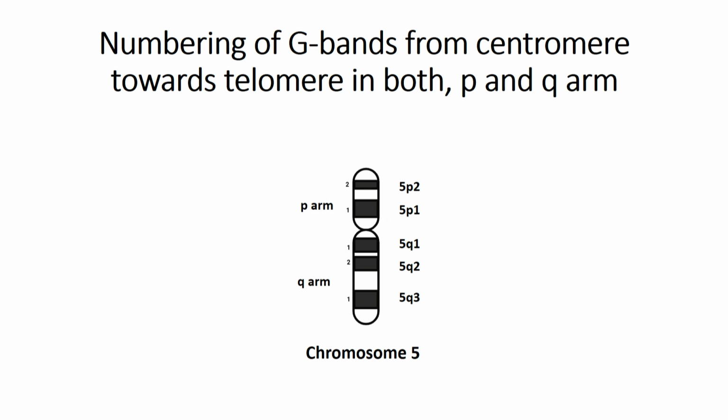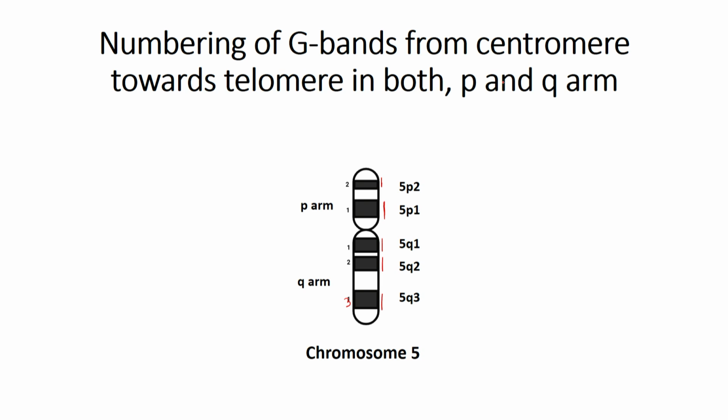This is a pictorial representation. Why pictorial representation? Because this will give you a very clear idea about the bands, about the interbands, and about the subdivisions of bands. So here this chromosome has two bands on this side, 1, 2, and 3 bands on this side. So P arm has bands 1 and 2. Q arm has bands 1, 2, and 3.